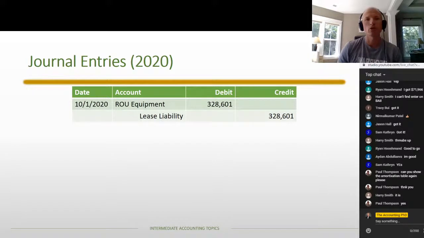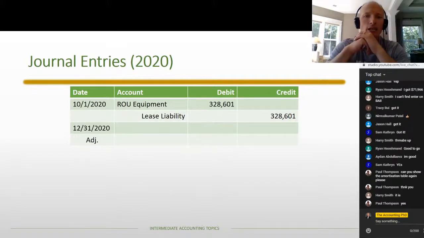So then let's start with the journal entries that we're going to have in 2020. At the inception of the lease, you debit the right-of-use asset, in this case it's a piece of equipment, and you credit the lease liability for the present value of the minimum lease payments. And so that is the initial journal entry. So we bring everything on to the books at the present value of the minimum lease payment, and the right-of-use asset and the lease liability are brought on for the exact same amount. So for that initial journal entry, it will always look like this. Obviously, the amount of the debit or credit would be different, but we're always going to be debiting that right-of-use asset, and we're going to be crediting the lease liability.